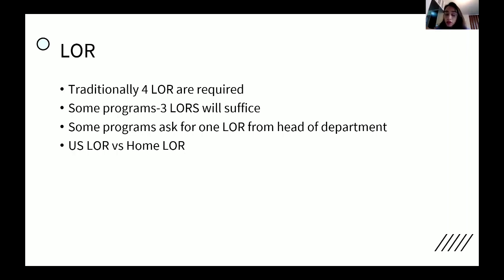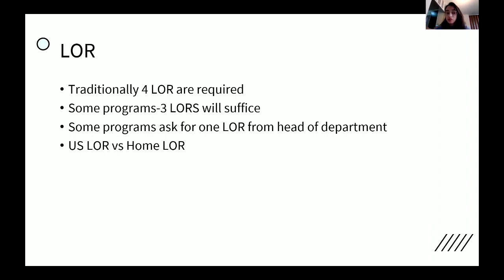The thing about the home LORs is, programs know that you've been at your medical school for like 5 years, and those people know you better than people who have assessed you in 1 month. However, the 1 month is important because the person who's writing the LOR for that 1 month can have a basic idea of how you're going to blend into the US system. So that's important as well.